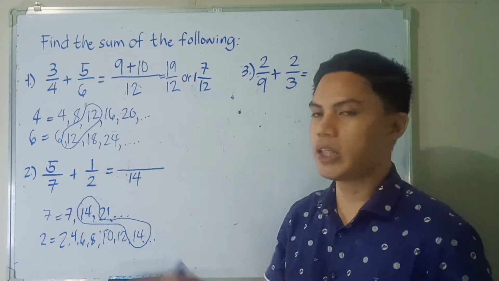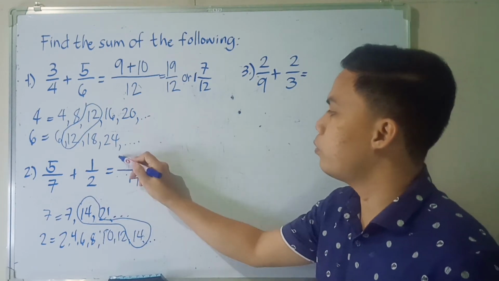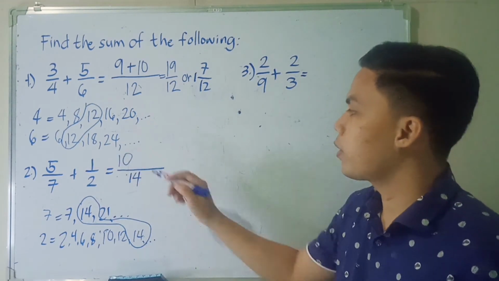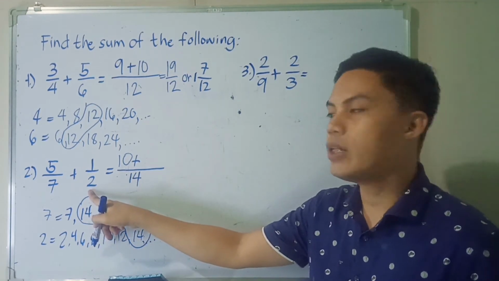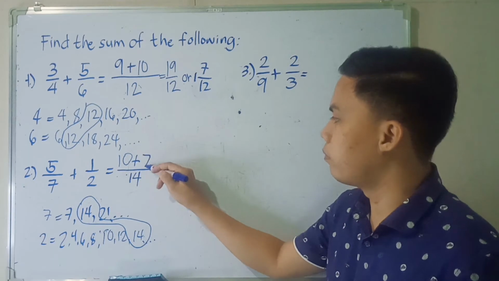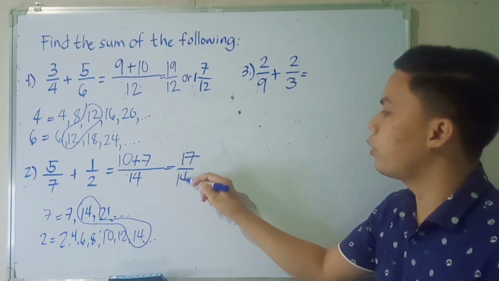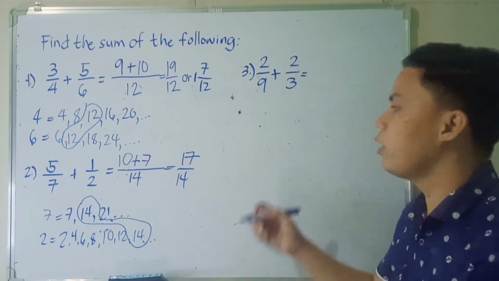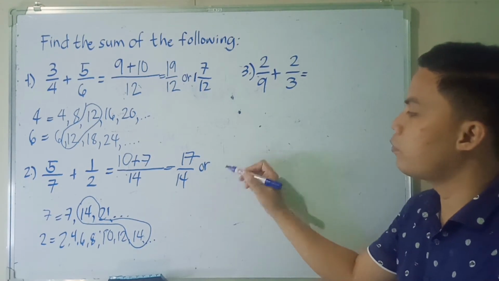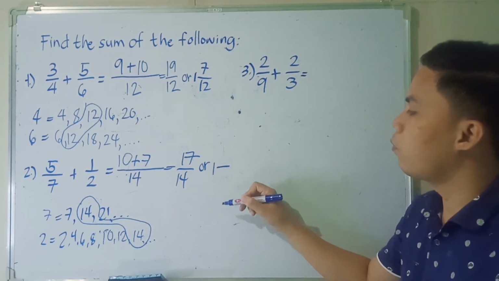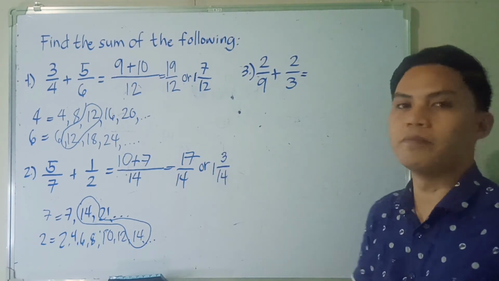Okay, 14 divided by 7, that is equal to 2. 2 times 5, that is equal to 10. Then, plus 14 divided by 2 is 7. 7 times 1 is 7. So, the final answer would be 17 over 14. Or, again, pwede rin natin siyang gawing mixed fraction. 17 divided by 14. So, you will have 1 and 3 over 14.